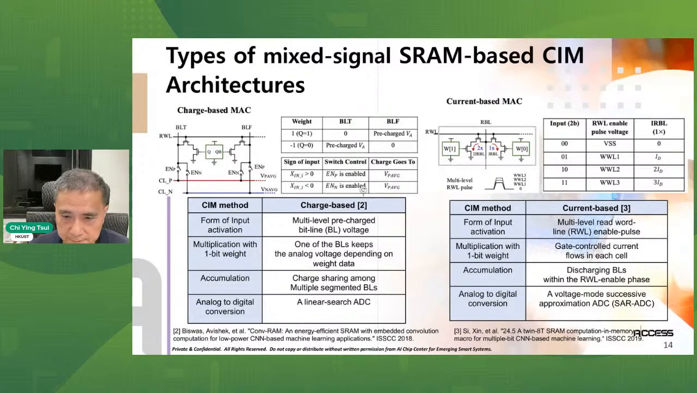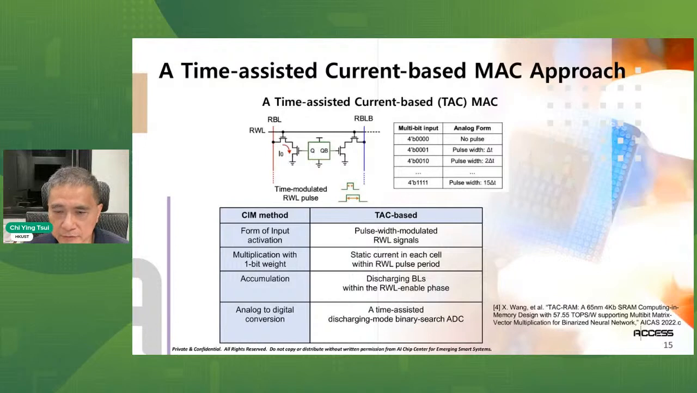So in order to reduce energy and increase energy efficiency, here we propose a new structure called time-assisted current-based MAC, which utilizes what we call a discharge-mode binary search ADC to do the AD conversion. Instead of using a DAC to convert the digital value into different voltage values as input, we use a DTC to convert the digital input value into different time-modulated pulses, and then we use a fixed current to discharge. Therefore, the multiplication depends on the total time that you discharge the bit line, and accumulation is on the bit line and bit line bar as the voltage discharge by each bit cell.